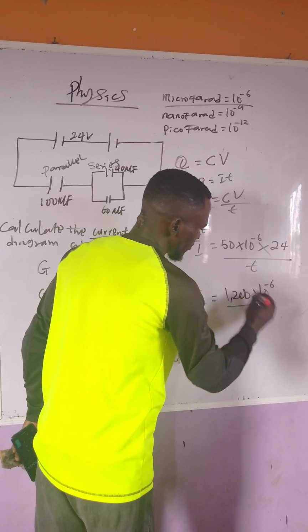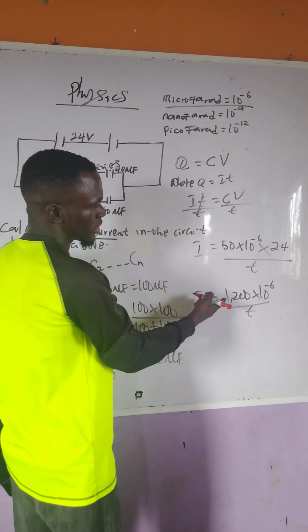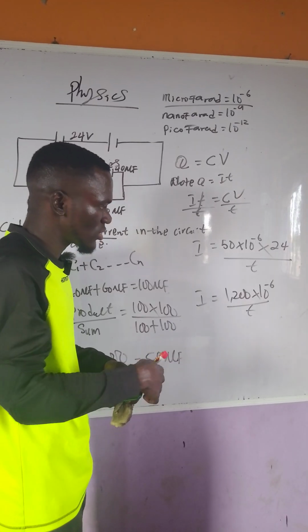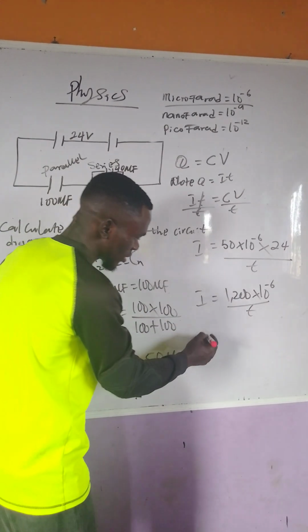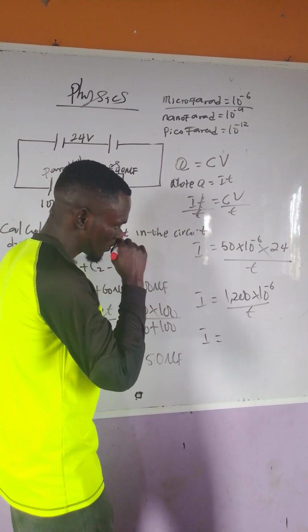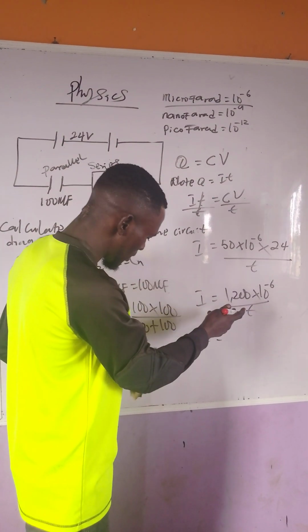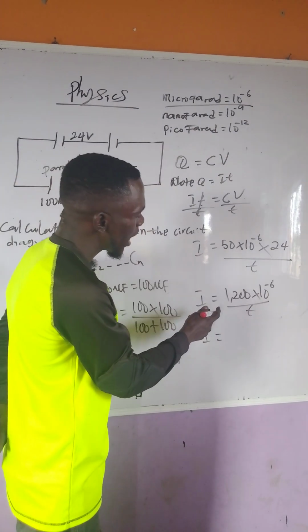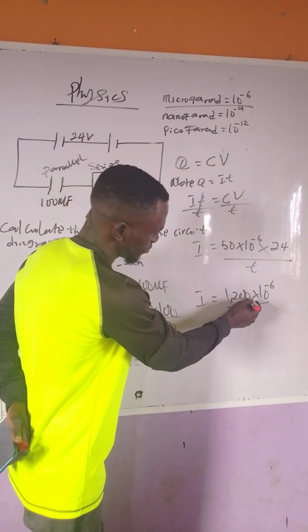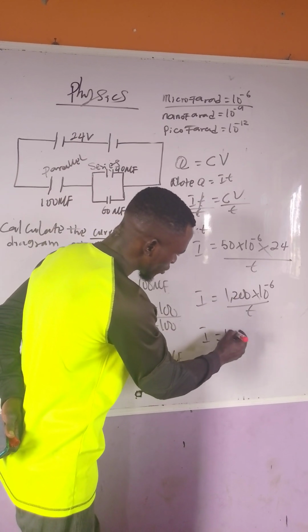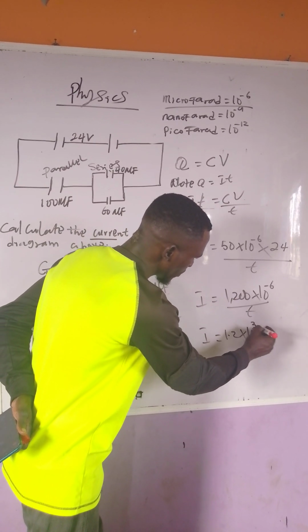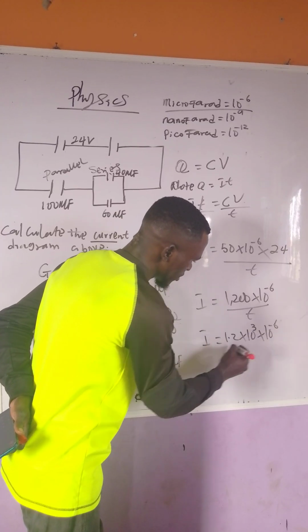You can put it in decimal places or whichever way you want, you can play around with the answer. If I put it in decimal place, 1,200 will be 1.2 times 10 to the power of 3, times 10 to the power of minus 6, then over t.